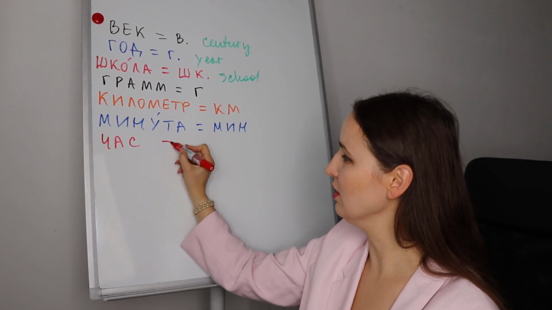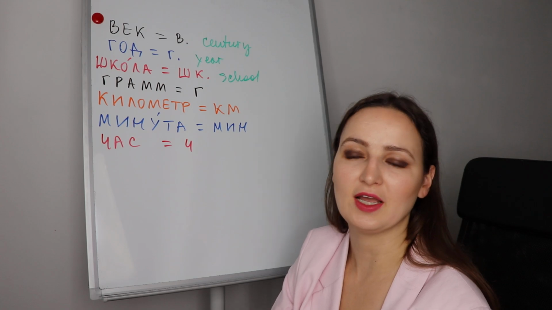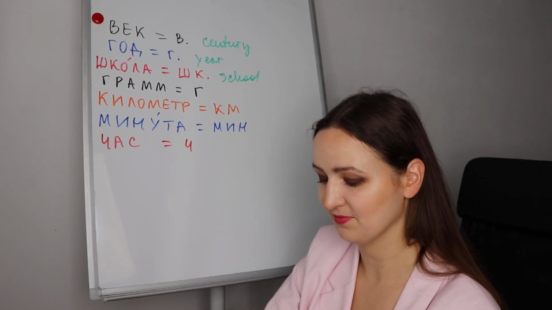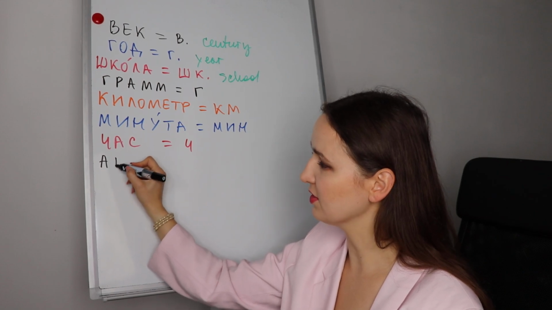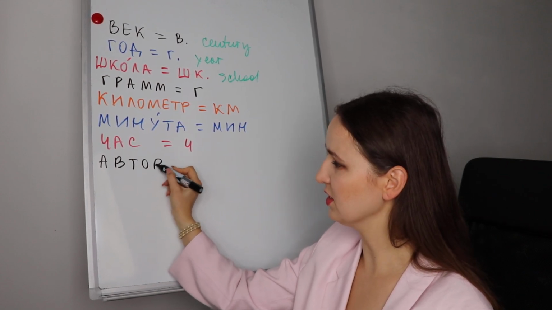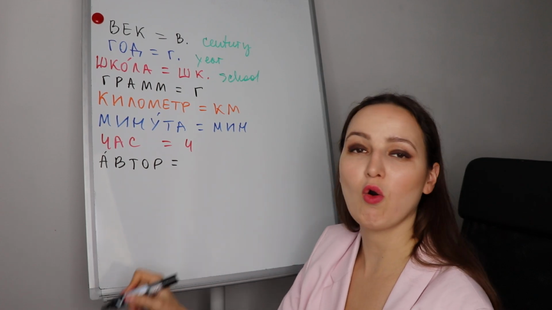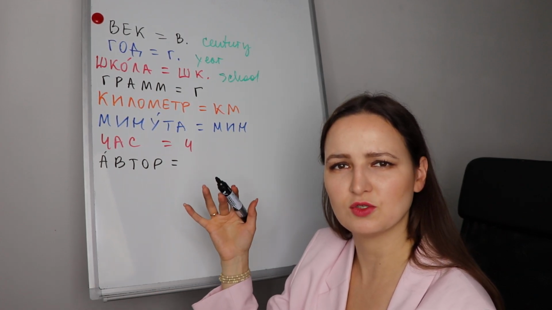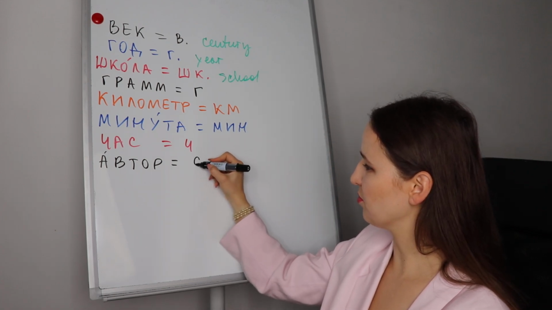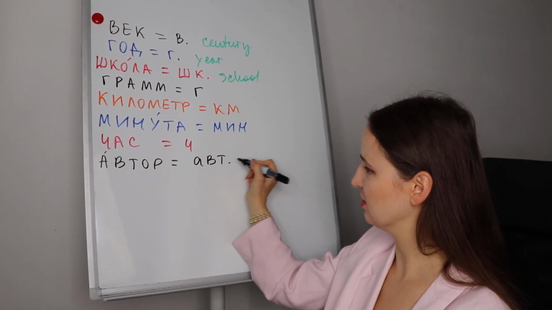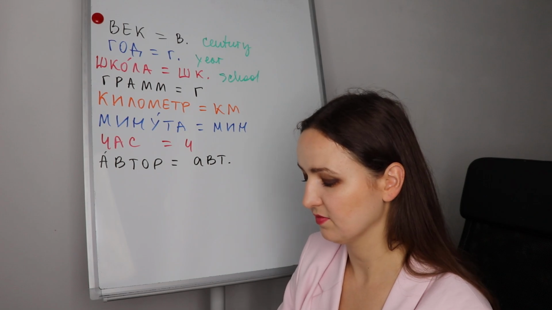Дальше is час. Час is hour, and we just write the letter ч. Let's continue with after. After is an author that writes books or articles. And we abbreviate it like this. Author.